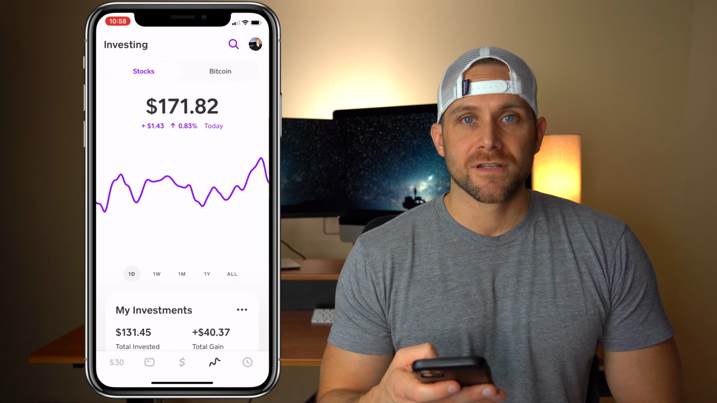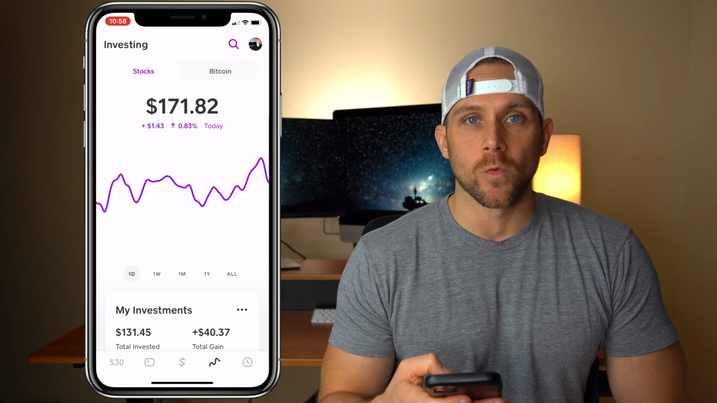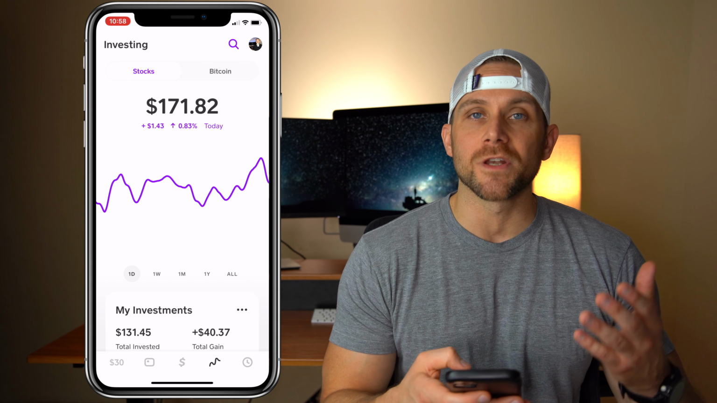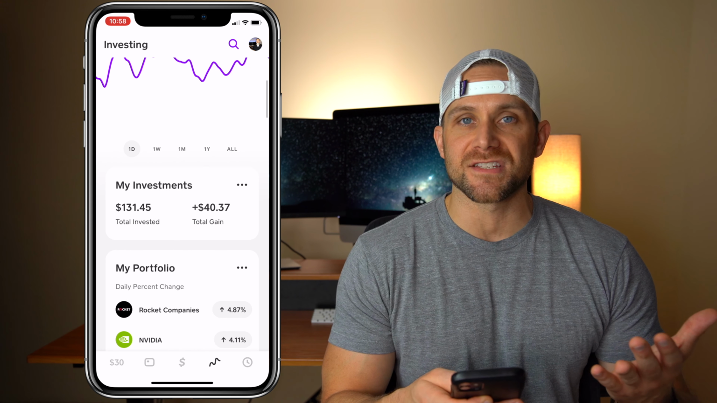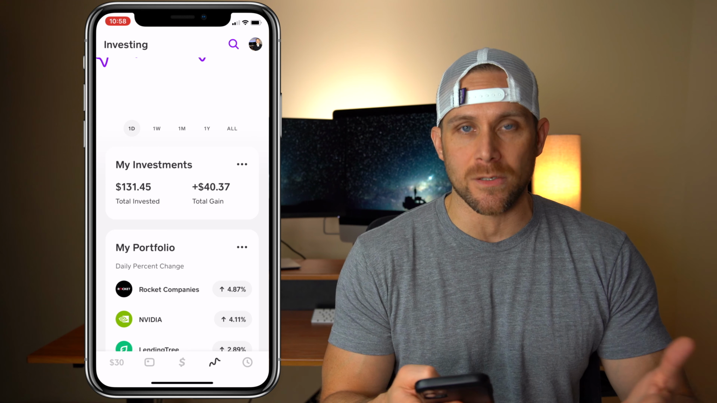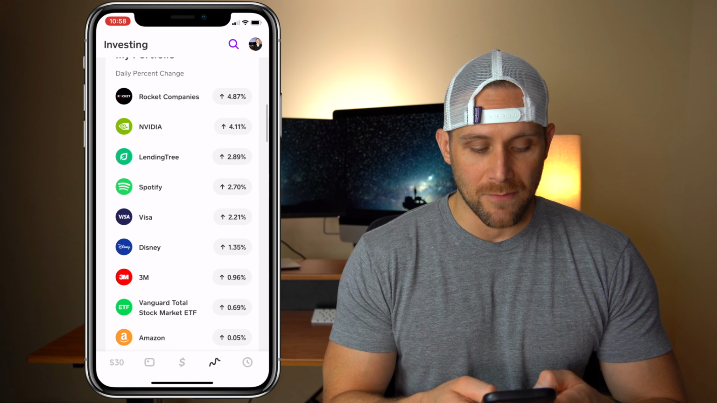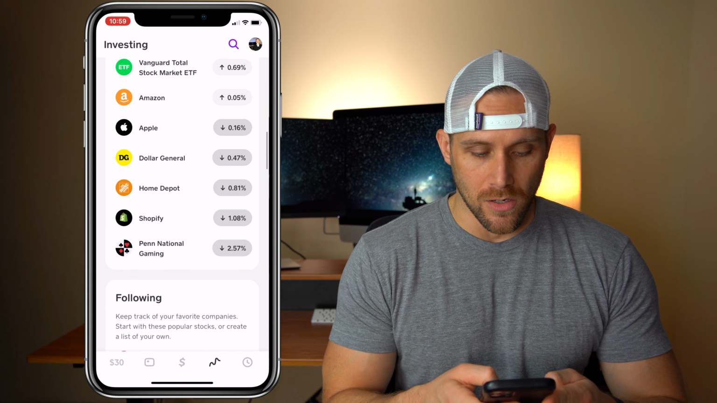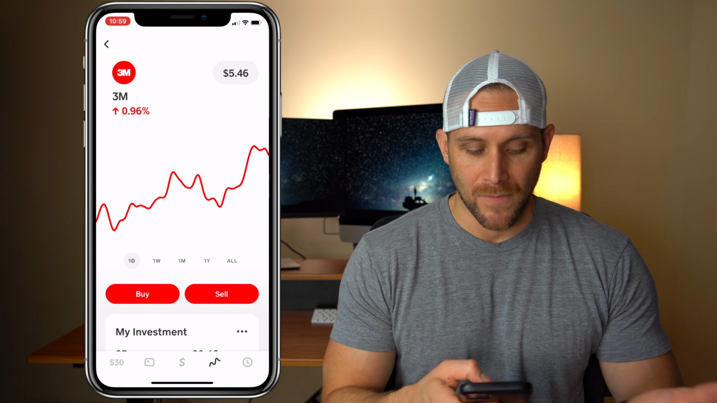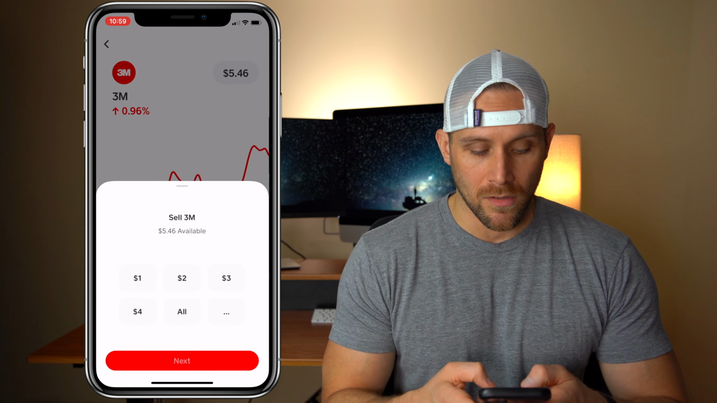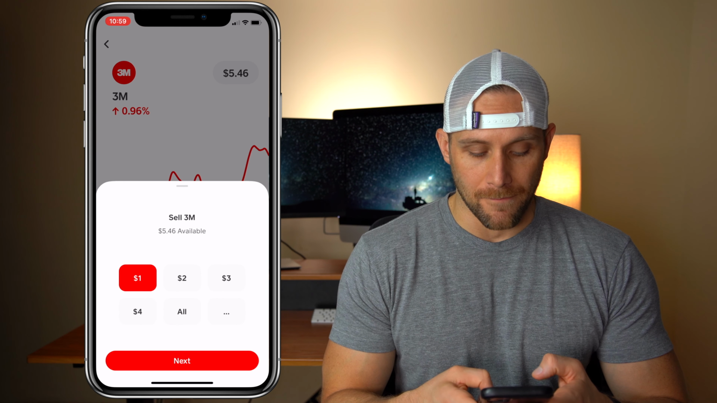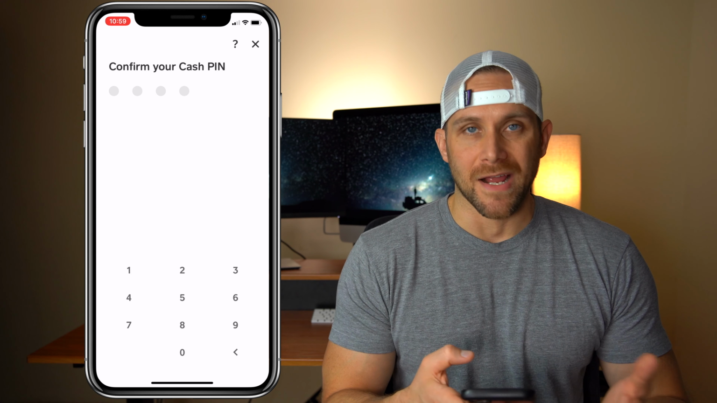Now, the first fee that you're going to pay when it comes to Cash App is when you sell a stock. So let me show you an example of when I go to sell a stock so you can see what that fee looks like. So here's my portfolio, and I'm actually going to pick 3M. We'll say that I'm going to go ahead and sell $1 worth of 3M. We'll hit next. I got to put in my Cash PIN.